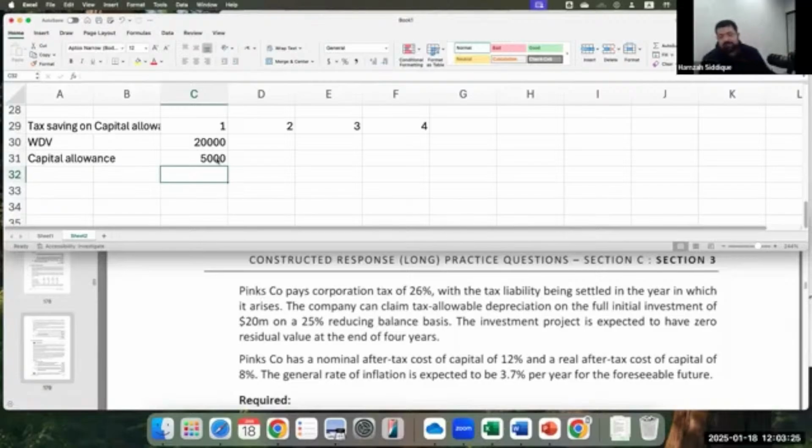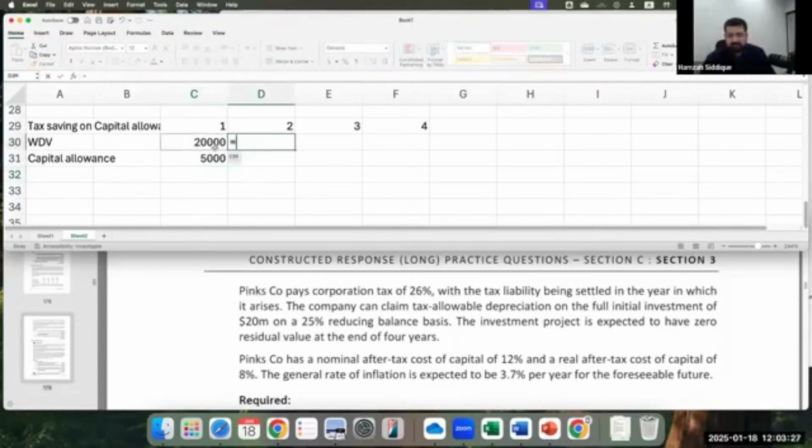Now, the next is this minus this, equal to this into 25% once again. This is again the written down value: initial value minus capital allowance charged for the year. Next year starts, so next year's capital allowance will be 25% of it.